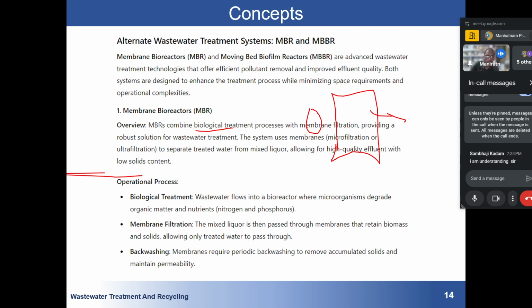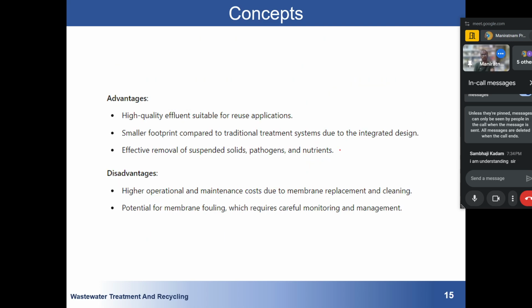Then backwashing is also required. Now we know that we are always passing the water through these things, so biomass will accumulate on the surface. So we do something called backwashing to clean our membrane. Whatever solid biomass has been attached on the surface will be removed. The membranes require periodic backwashing to remove accumulated solids and maintain permeability. So I hope you have understood this.